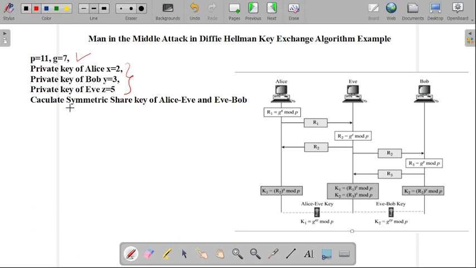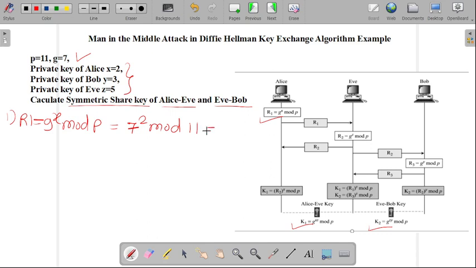Based on the given values, we have to calculate the symmetric shared key between Alice and Eve, that is K1, and between Eve and Bob, that is K2. In the first step, we calculate the value of R1, that is G raised to X mod P. So R1 is equal to 7 raised to 2 mod 11, and we got the value 5.